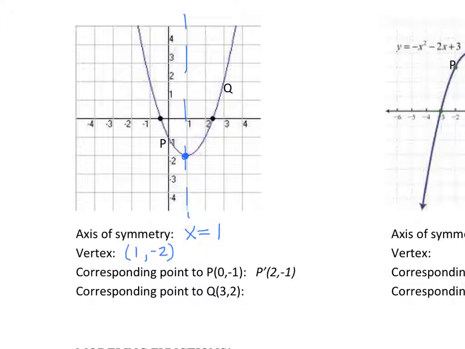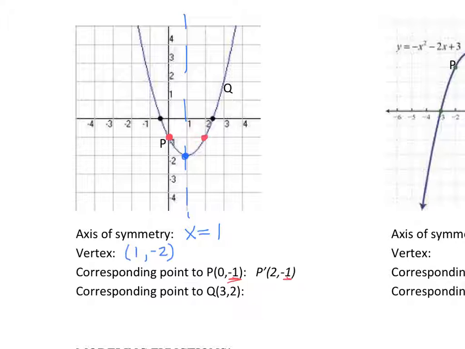All right, the first corresponding point, I did it for you as an example. So P was 0, -1, and its corresponding point, we flipped over, and it's at 2, -1. Notice that the y's are the same. That's how it will be all the time for corresponding points. The y's will be the same, x's will be different. And you write it P apostrophe 2, -1.